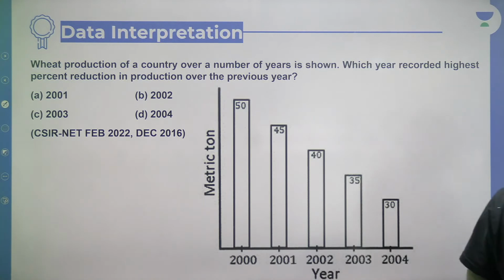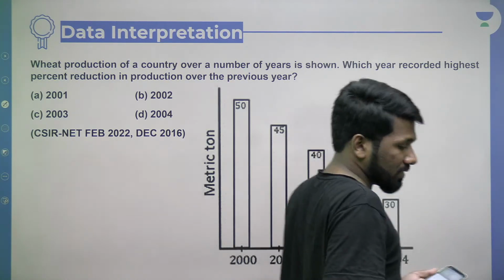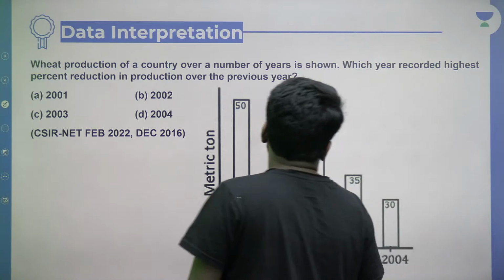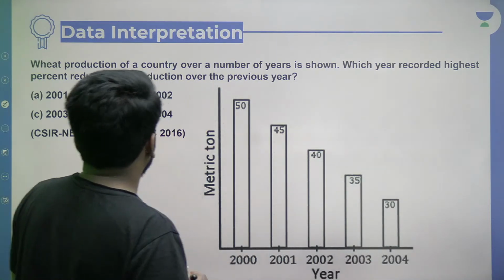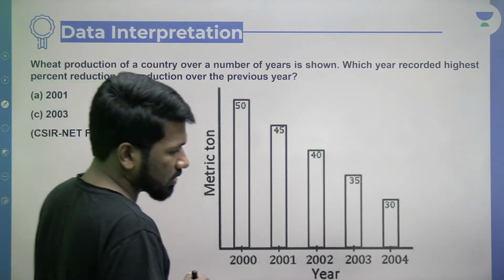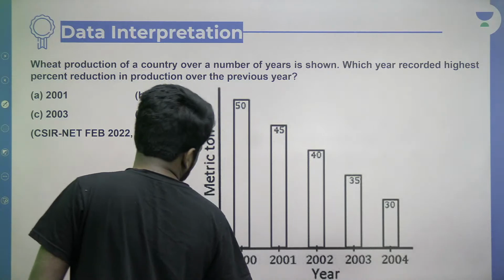Okay, so this is a 2022 NET exam problem. Option D and option A are the options you got. Let's see which is correct. Wheat production of a country over a number of years is shown. Which year recorded the highest percent reduction in production over the previous year? Over the previous year means compared to the previous year. This question was asked in 2022 and 2016.